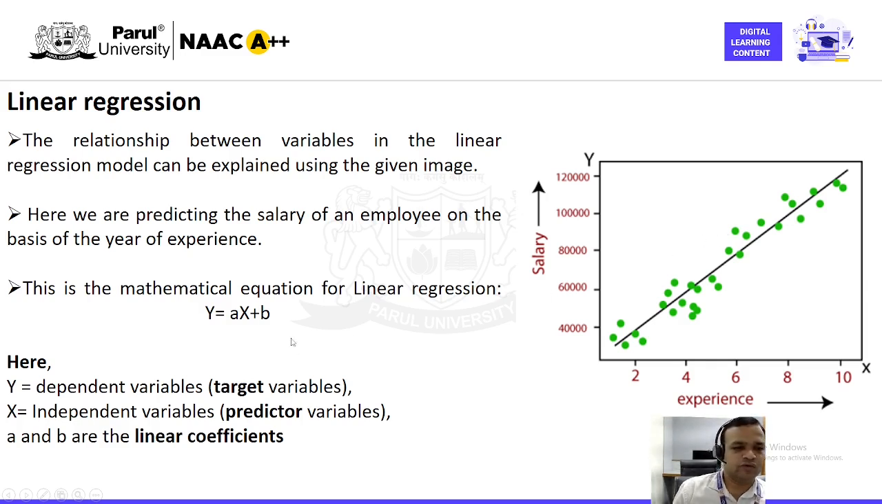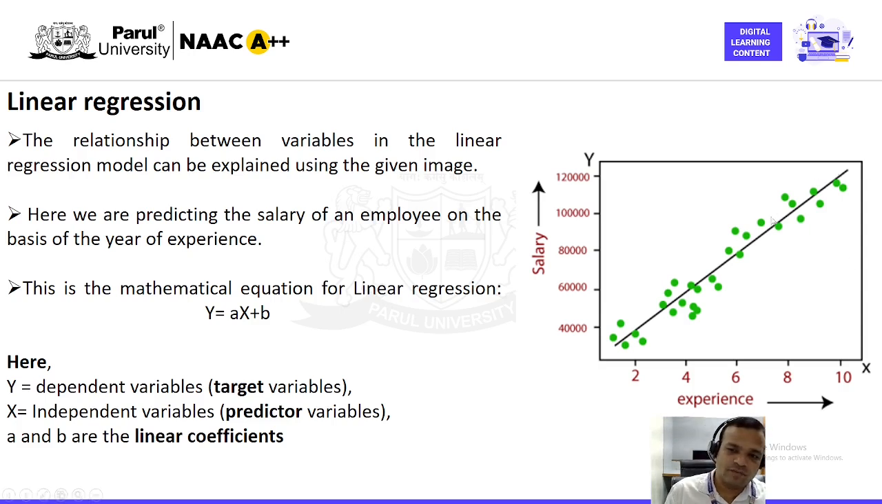You can write this relationship in mathematical form: y = ax + b. Y means the dependent variable, also called the target variable, and x represents the independent variable, like experience in this picture, also called the predictor variable. A and B are the linear coefficients. Now there are so many data points, and we want to develop a predictor model on the basis of the experience variable, with the target variable salary.